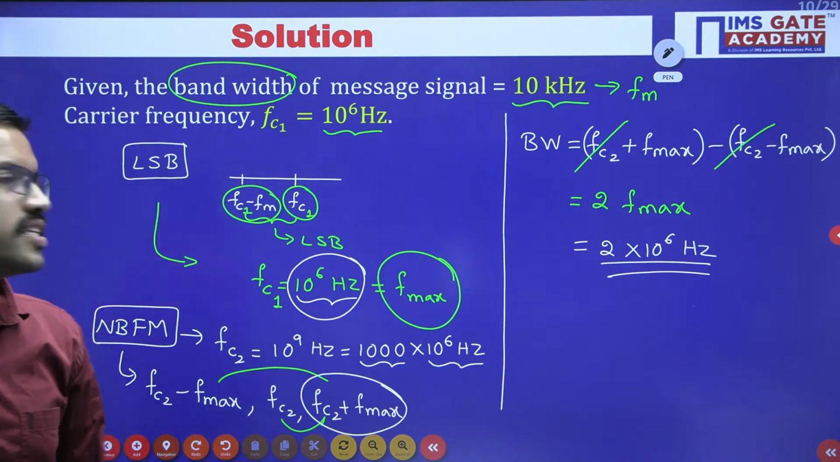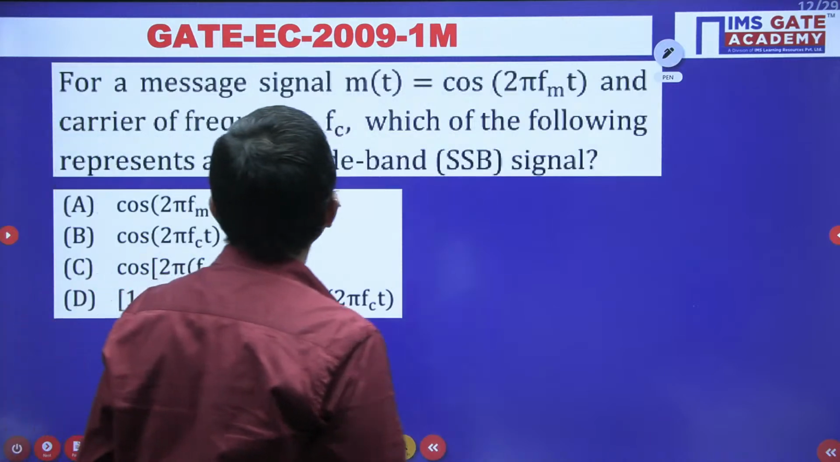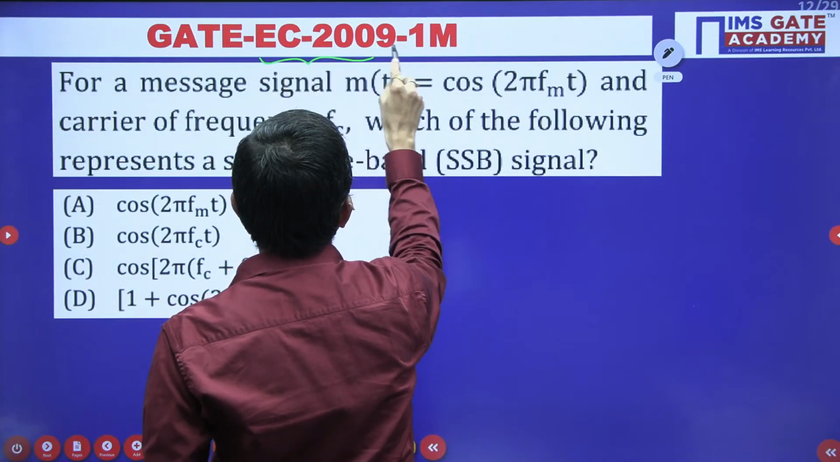I hope it is clear. Now let us see the next question. All of you give a try. This is the question asked in GATE EC 2009 for 1 mark.